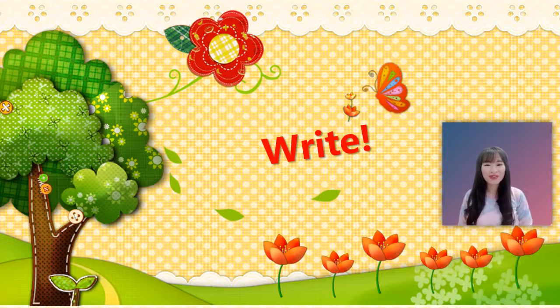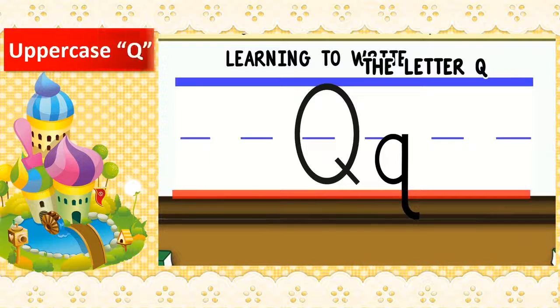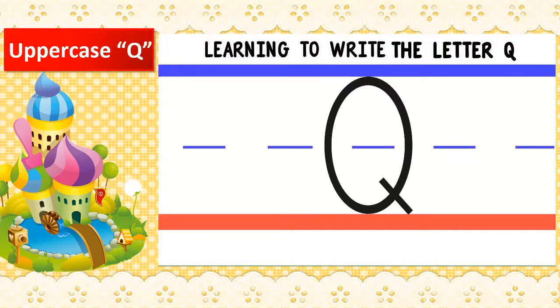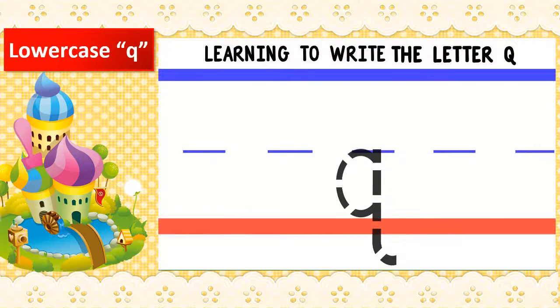Now, I show you a video on how to write uppercase and lowercase letters Q and R. Please pay attention. We'll start with uppercase or big Q. To write uppercase Q, we'll start at the top and do a big circle all the way around. Then we'll go to the middle and do a diagonal line out. Good job! To do lowercase q, we'll start in the middle and do a circle around. Then we'll do a straight line down and give it a curved tail at the end.